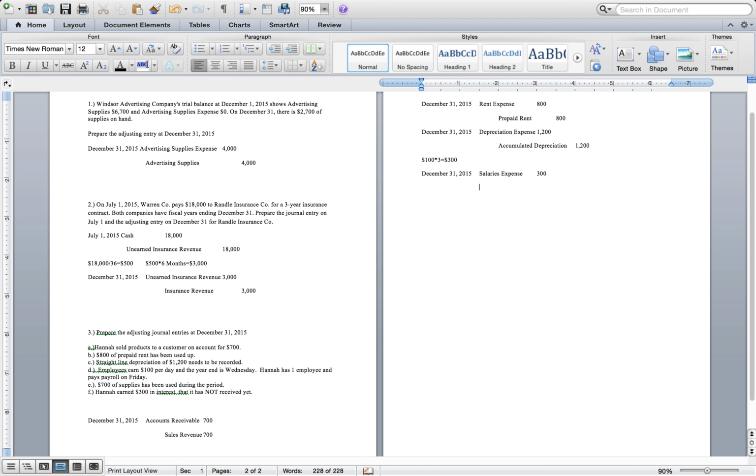Now, this expense has been earned but not yet paid. That means you owe it. So you want to increase your liability account with a credit. So you want to credit salaries payable for $300.